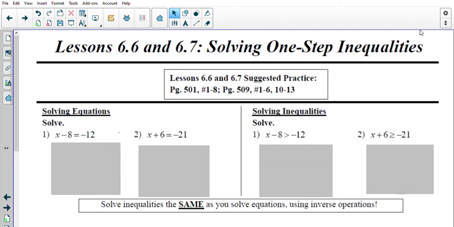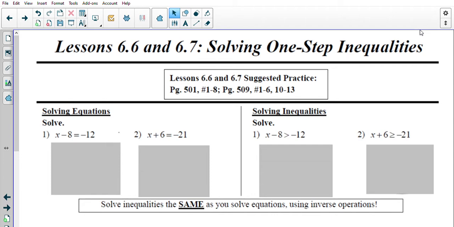Today's video comes from the lessons 6.6 and 6.7 guided notes on solving one-step inequalities. In the first half of our unit, we focused on solving one- and two-step equations. Now we're going to focus on solving one- and two-step inequalities. We're going to see a lot of the steps being the same, although there will be some slight differences.